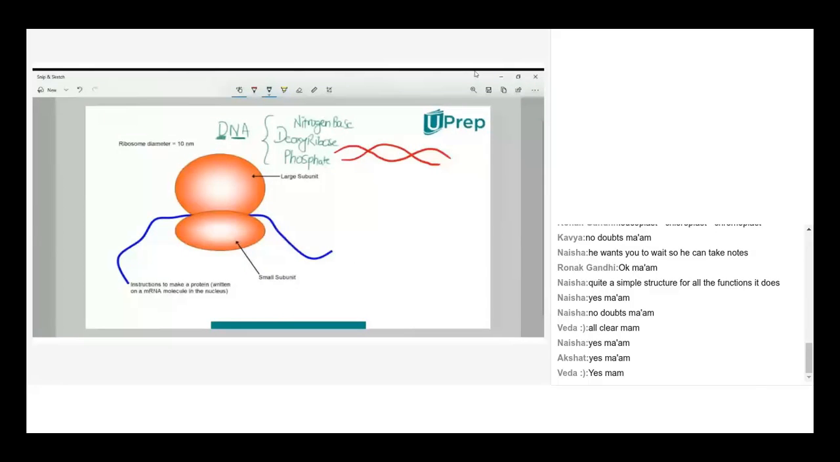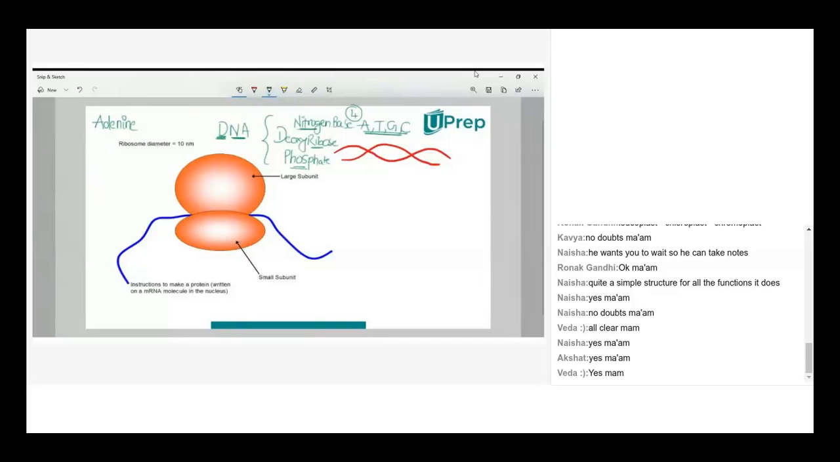Now, ribose is a simple sugar structure. Phosphate, you know the phosphate molecule. But what about the nitrogen base? We will have 4 nitrogen bases in DNA. They are A, T, G, C. These are the different nitrogen bases we'll refer to. I'm giving the list of these names on the other side of the slide. A stands for adenine.